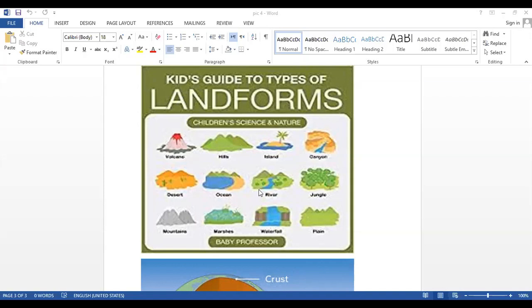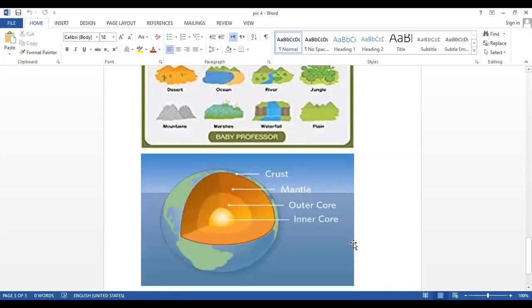The second picture we have, yeah, this is the Earth. Here I want just this word, crust. What is the meaning of crust? As you can see, crust is the outer layer of the Earth. Crust means the outer layer of the Earth. Okay, so don't forget these 2 points.